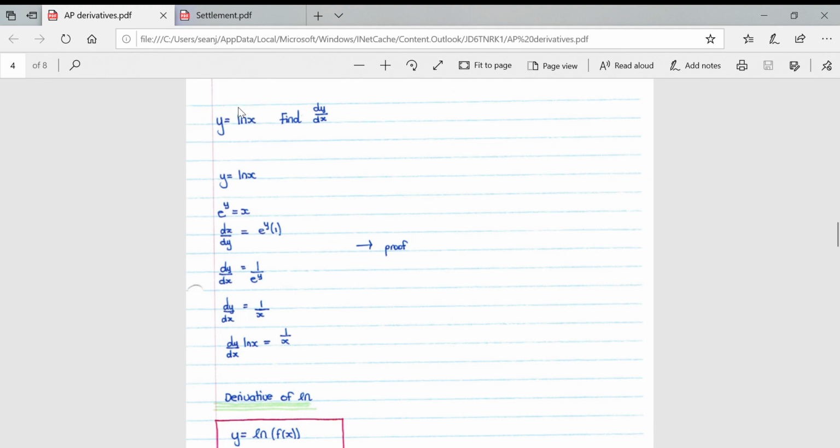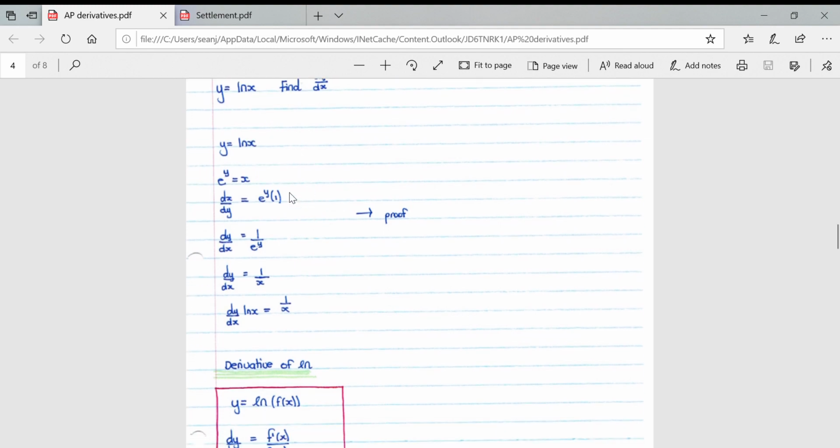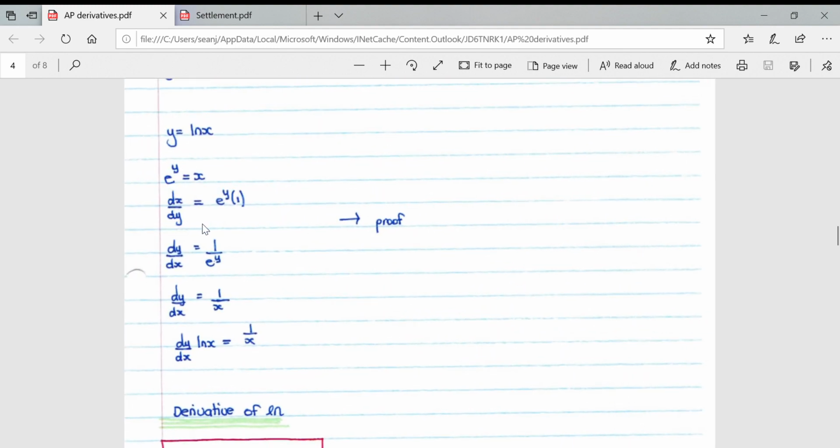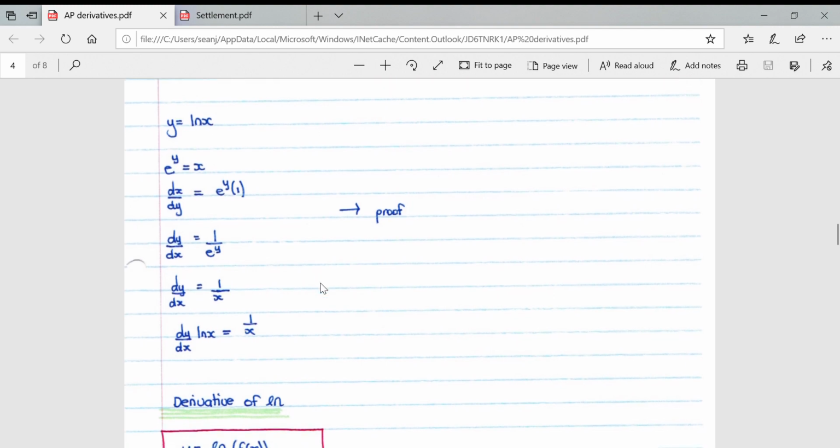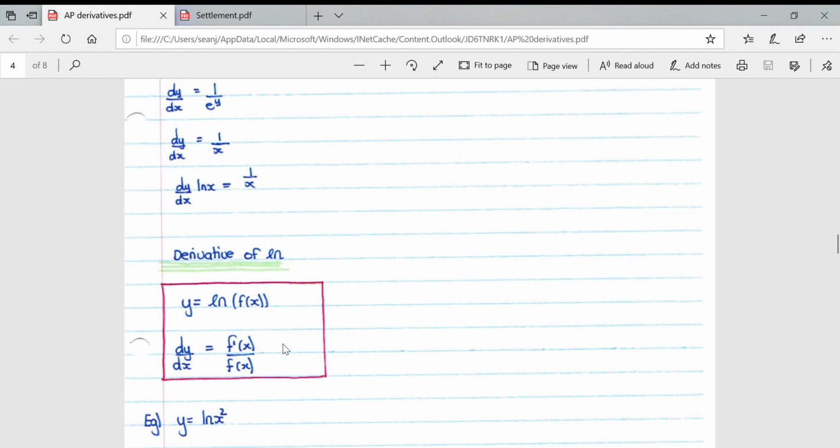So if we take an example, y equals ln x, we have to find the derivative of that. I won't go through the proof in too much detail, you can go through it, but this leaves us with the derivative of x, which is 1 over the original. So essentially, if we move on here, we find that the derivative of ln is the derivative of the term in the bracket that is next to the ln, over just what's in that bracket.